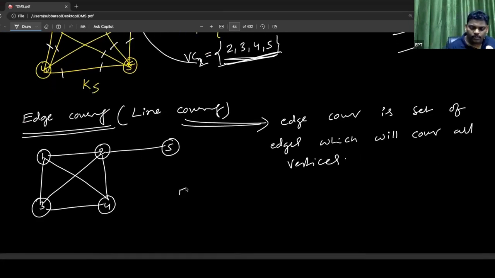Edge cover, EC. Remember, edge cover, the shortcut I used, is also called line cover. Edge means line. I'm writing line cover, L1 equal to. Observe clearly: line cover is a set of lines, just as edge cover is a set of edges. So you have to write edges: E1, E2, E3, E4, E5, E6, E7.